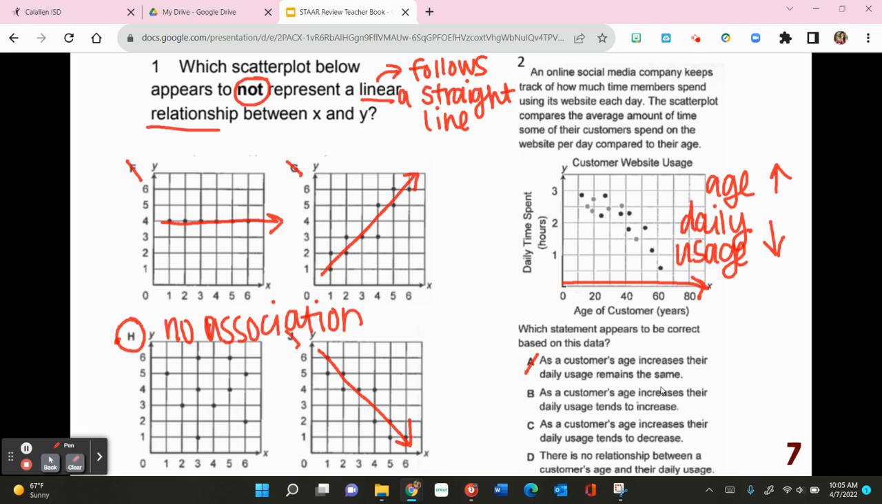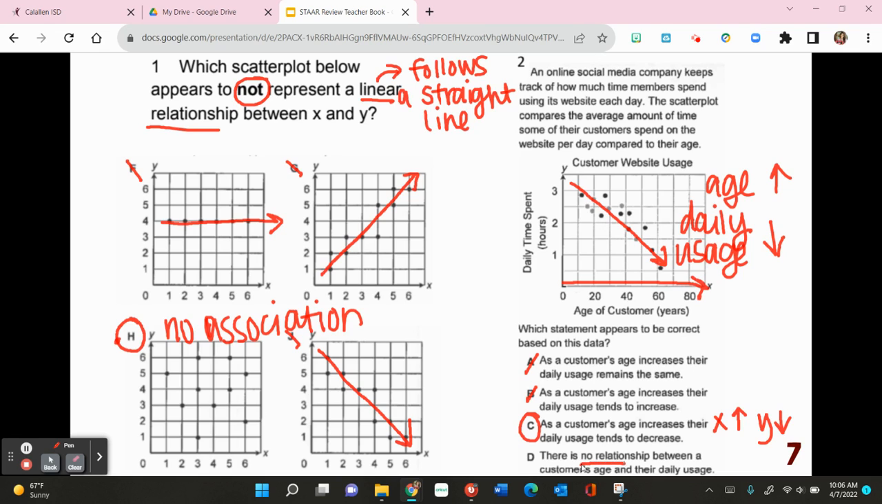If I look at B, as a customer's age increases, their daily usage tends to increase. So this would be a positive trend. And we see that this graph has a negative trend, where I should have one value going up, one value going down. So here, since both of these values are increasing, B is incorrect. Looking at C, as a customer's age increases, their daily usage tends to decrease. So since this is a negative linear trend, again, as one variable increases, the other decreases. So here C is my answer, because D says there is no relationship between a customer's age and their daily usage.